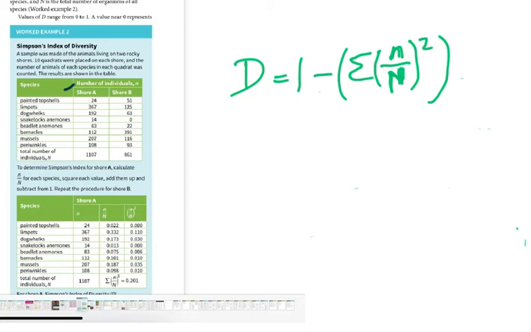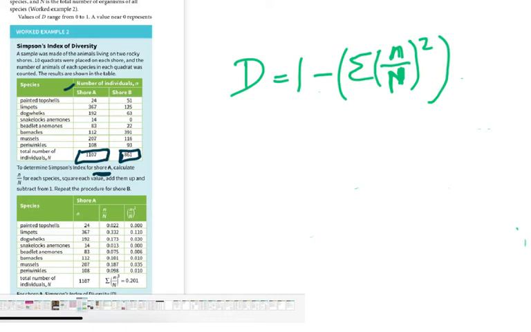You must put these in Google search and look at what we are talking about. You must know the names and what we are actually talking about. Now, when we added all of the first one, this was 1107 and this was 861. So this is the capital N. Now, to determine the species for shore A, how do you calculate small n over big N? The painted top shells were 24. So if you do small n, 24 over 1107, you get this value 0.022.